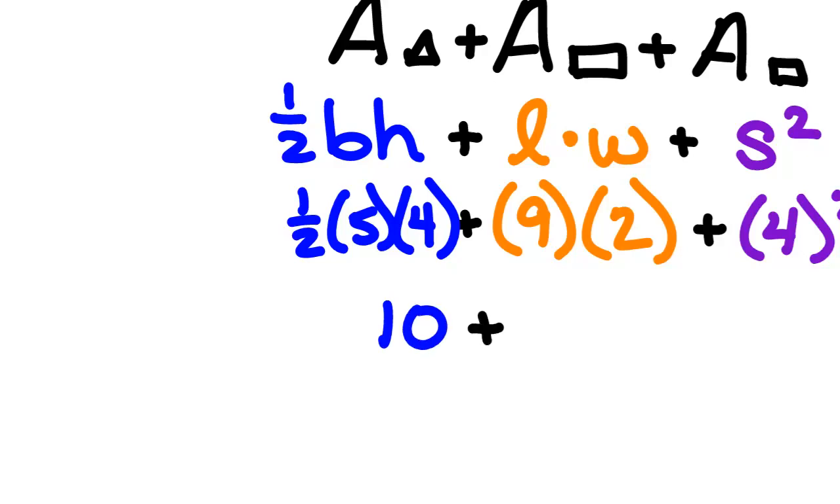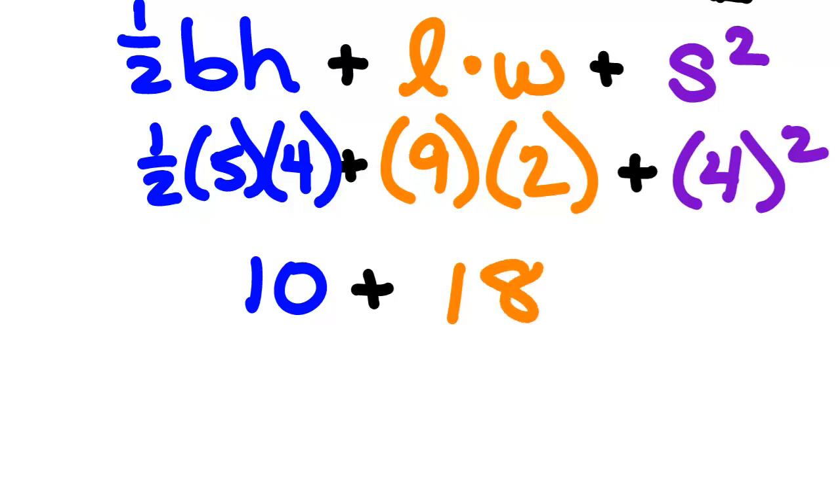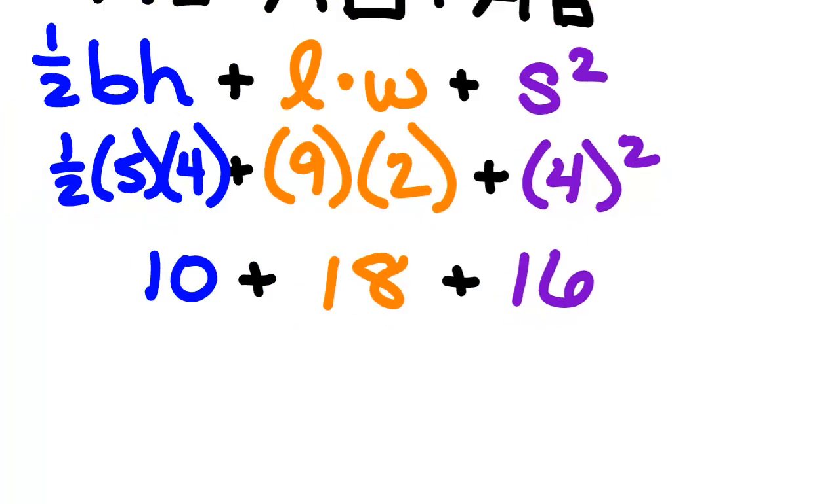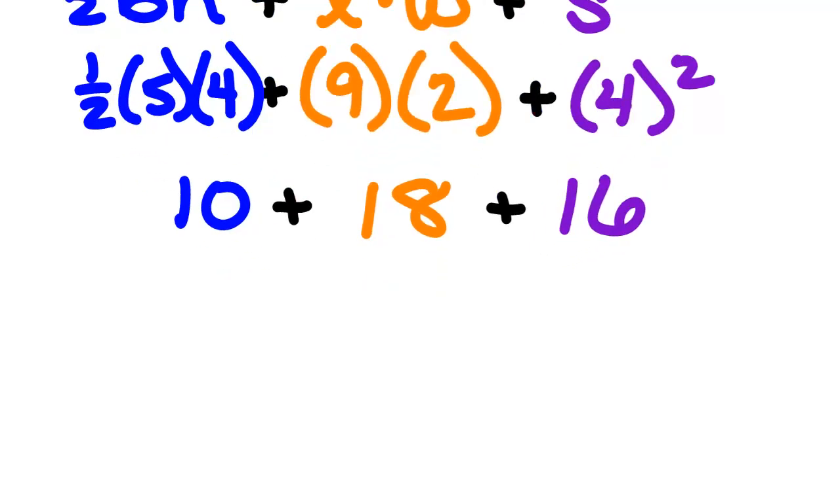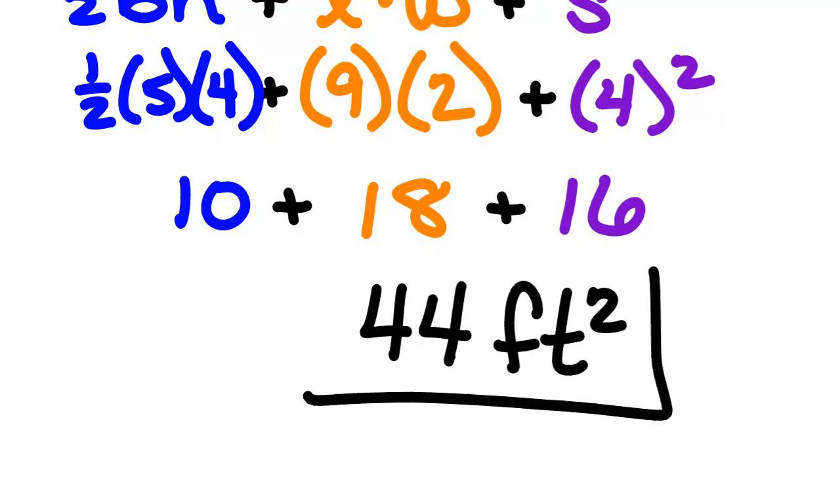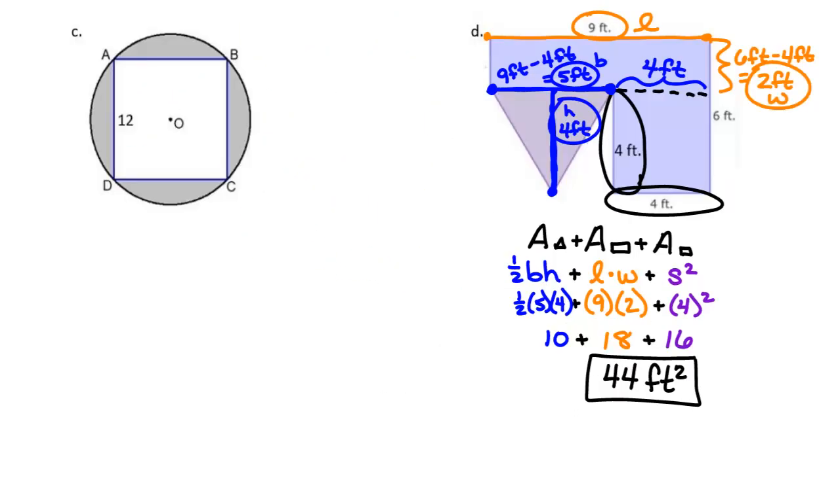plus 9 times 2, 18, plus 4 squared, 16. So 10 plus 18 plus 16 gives me 44. Do I need units with that? What should my units be? Feet squared, because we just found area. Nicely done.